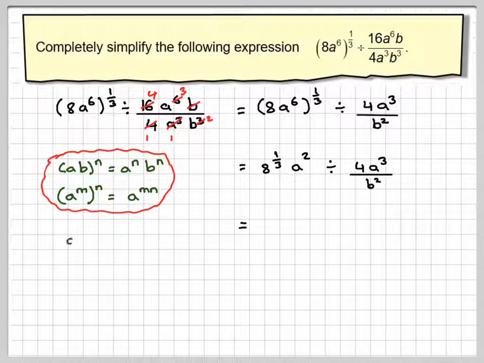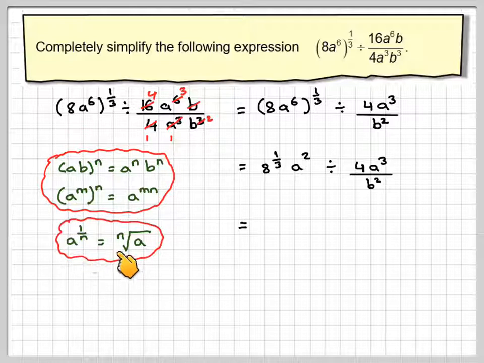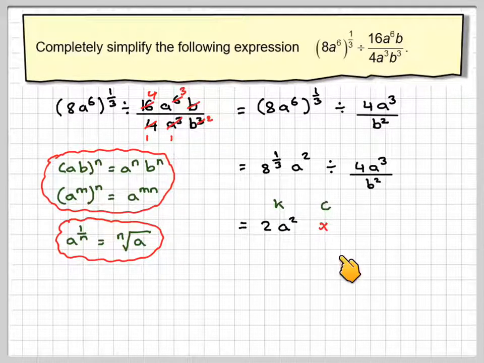Now, what does 8 to the 1/3 mean? Well, a to the 1 over n is the nth root of a. So the cube root of 8 is 2a squared. Now, we're going to keep that one, because we've got division here of a fraction. We'll change the sign to multiplication, which means I need to flip this one. So that'll become b squared over 4a cubed.